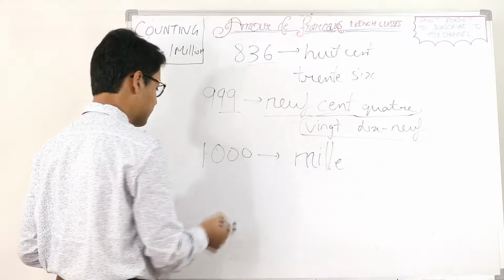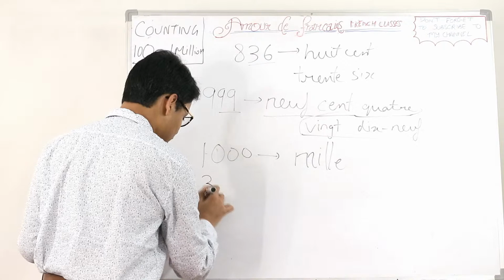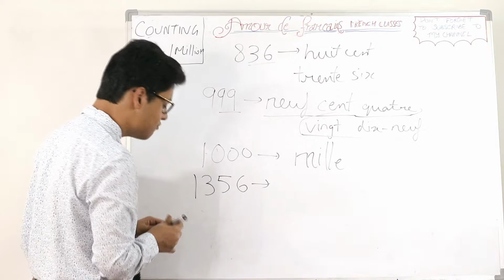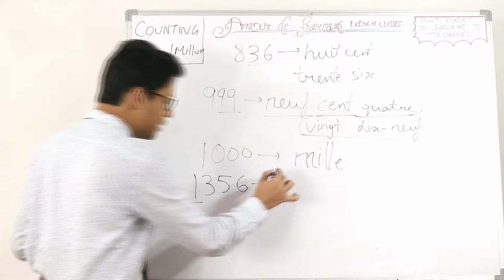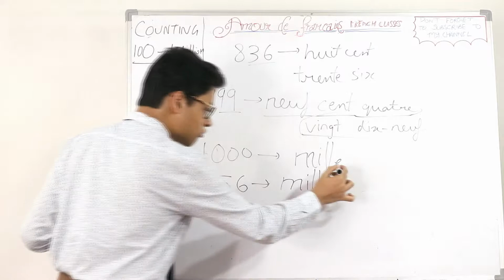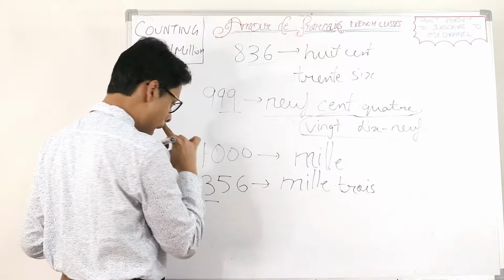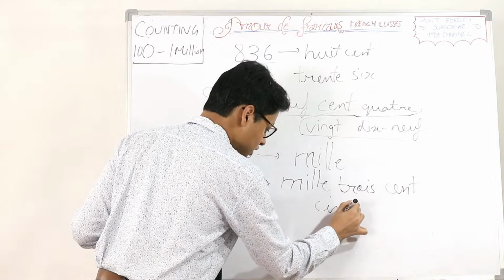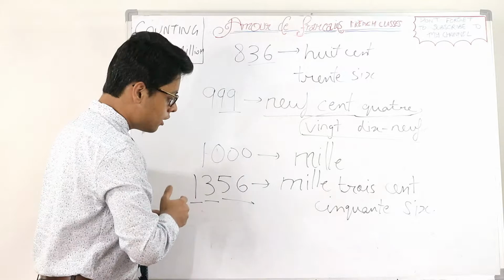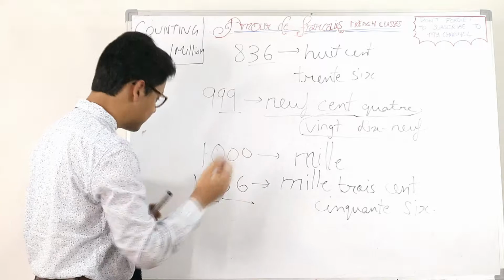Let's take the next number, of course, greater than 1000. Let's take 1356. Follow the same thing. First comes 1. 1 is in which place? 1000 place. So, mille. Then comes 3. 3 is what? Trois. Trois comes in the 100th place, so add the word cent, as we have discussed earlier. Then comes 56, tenth place and the units place. So, cinquante, which is 50, and then comes six. Mille, trois, cent, cinquante, six. 1,356.